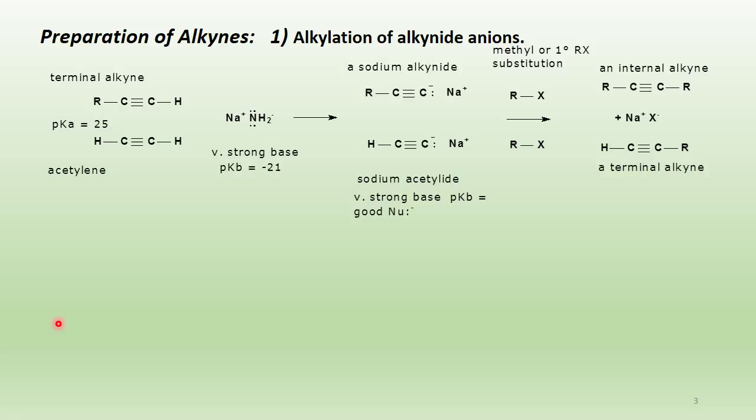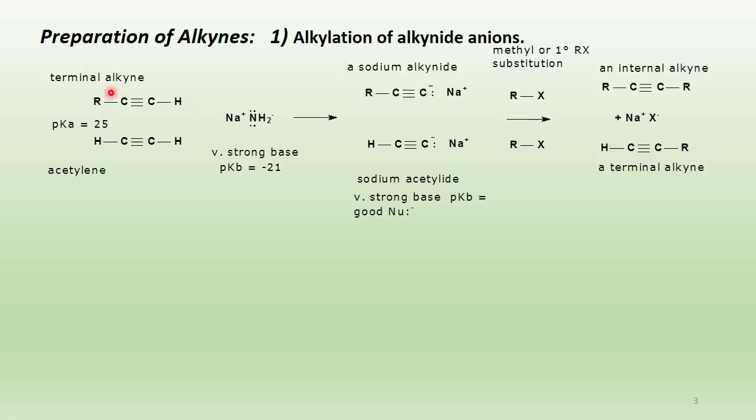So with an understanding of the acidity of terminal alkynes, we're ready to discuss the first of two preparations of alkynes. This is called the alkylation of an alkynide anion. And alkylation simply means adding an alkyl group to the anion of an alkyne, termed an alkynide. So we're starting here with terminal alkynes.